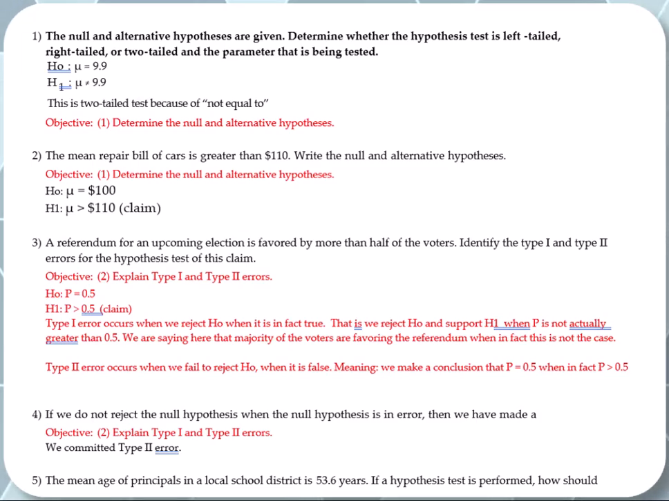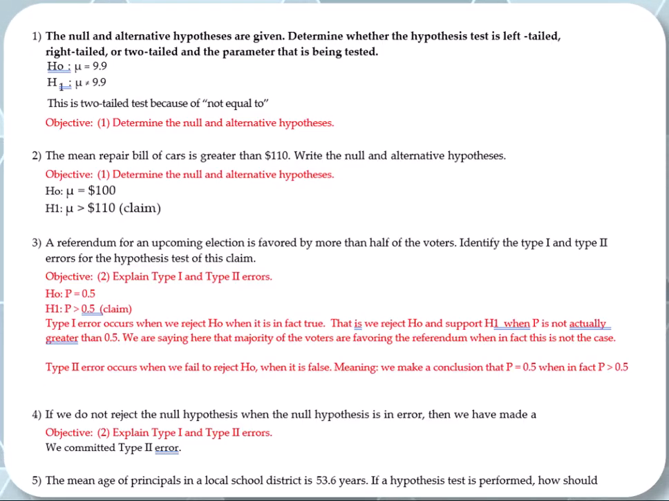In this video, I'll be working out the solution of the test study guide. Let's begin with number 1. The null and alternative hypotheses are given. Determine whether the test is left, right, or two-tailed test.